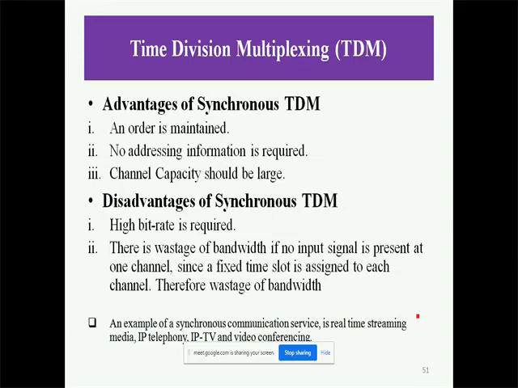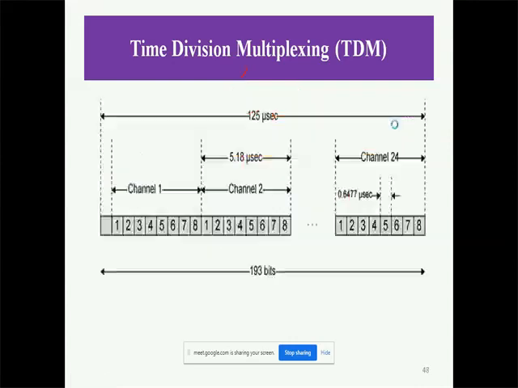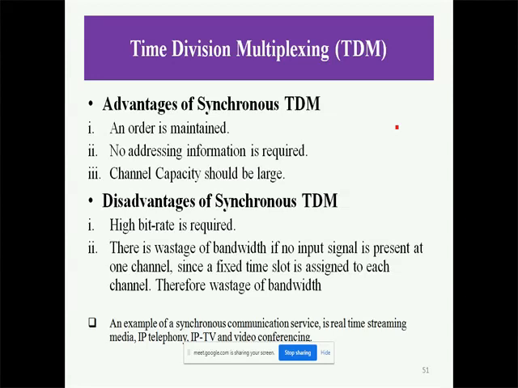And the disadvantage: a high bit rate is required, and there is a wastage of bandwidth if no input signal is present at one channel. I have told you that in this example. If we don't have any input signal here, there is a wastage of time. If we don't have any input signal in this position, and also none in this section, there is an underutilization of time. So this is the disadvantage of synchronous time division multiplexing, and this synchronous TDM is replaced with the help of asynchronous time division multiplexing.